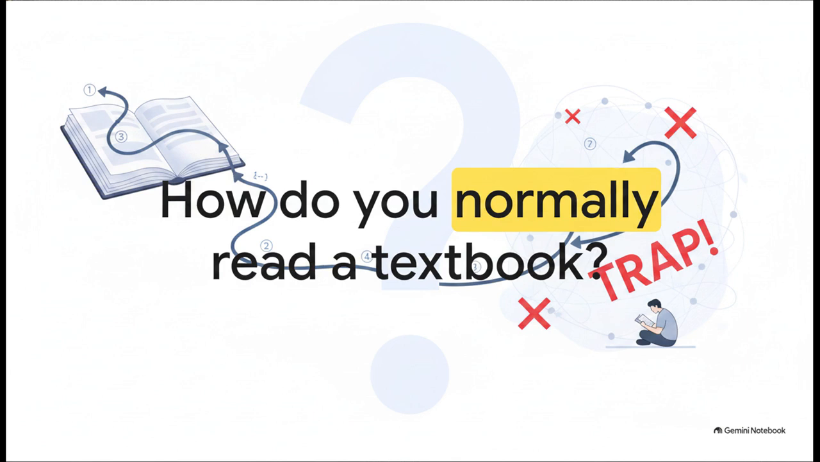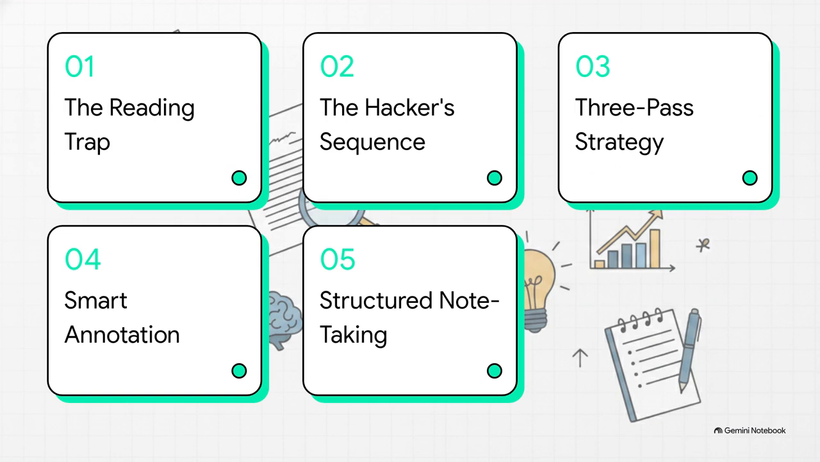Ask yourself, honestly, how do you normally read a textbook? If you're like most of us, you just lean on deeply ingrained habits. You open to page 1, you read it, then page 2, page 3, and you just keep going chronologically all the way to the end. It feels totally logical. But, as we're about to see, applying that same habit to academic research is actually a massive trap.